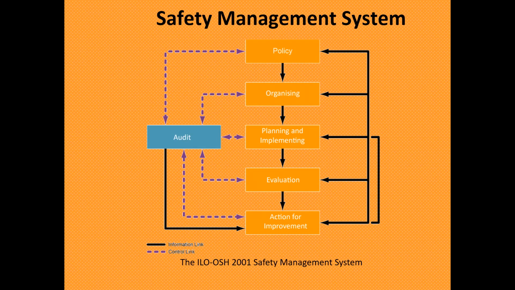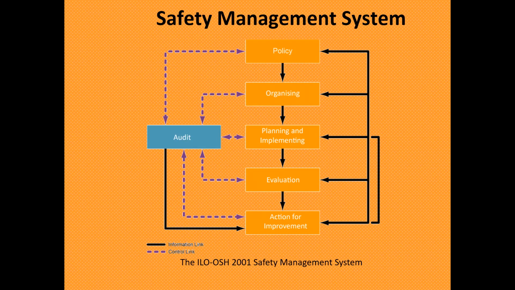And the third step is planning and implementing. Here, it's being planned how it will be implemented. What will be the methodology to implement? What will be the methodology to achieve the targets and objectives of policy? The fourth is evaluation. This is very important. Then we have to evaluate.